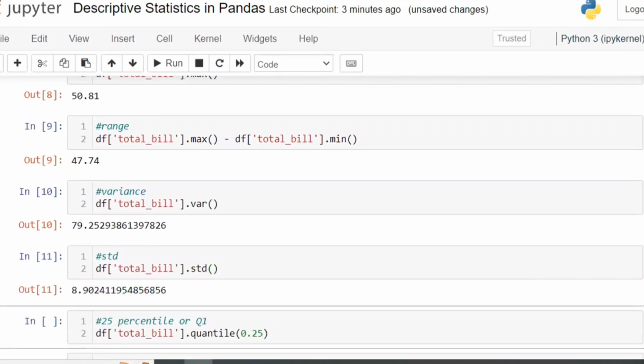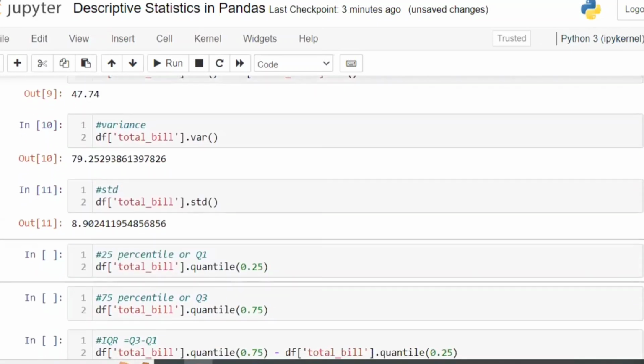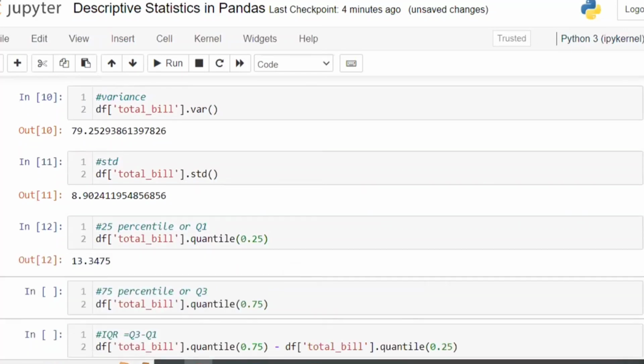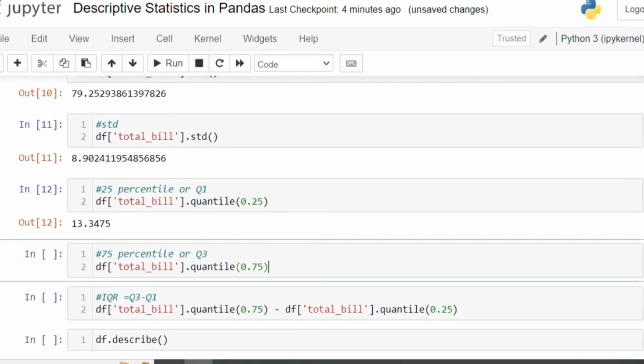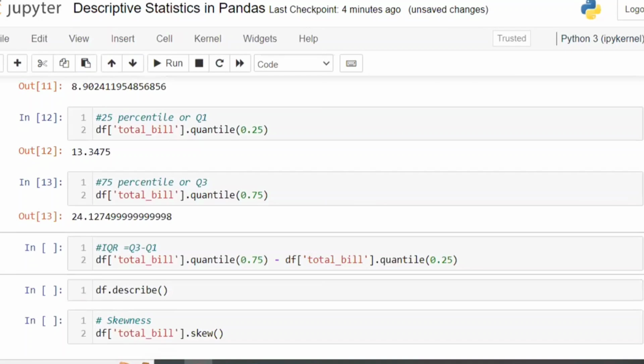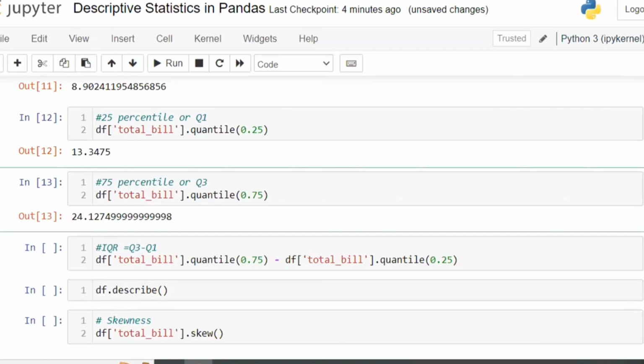And if you want to calculate the quartile, that is the 25 percentile, you write dot quantile of 0.25. You will get the 25 percentile value. Similarly, this is the Q3 value. And IQR is nothing but Q3 minus Q1, that is this value minus this value. If you store it into a variable, the value will be stored. If you are not storing it in a variable, it will not be stored.